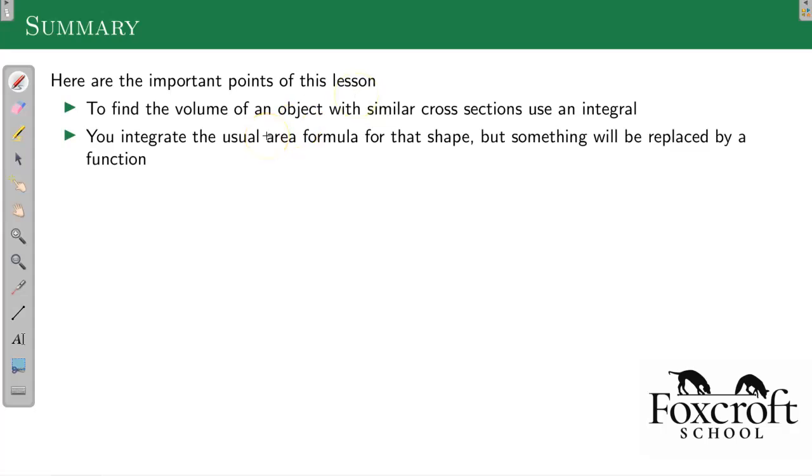So to find the volume of an object with similar cross sections, you use an integral. You're adding up all of this common shape, and you integrate the usual area formula for that shape. So we've seen two square ones. It's just whatever the equation is squared. We saw a semicircle one, a little bit more complicated. There might be ones that are right triangles and things, but whatever the basic area formula is, that's what's going to be inside your integral. And you just integrate all those shapes together.